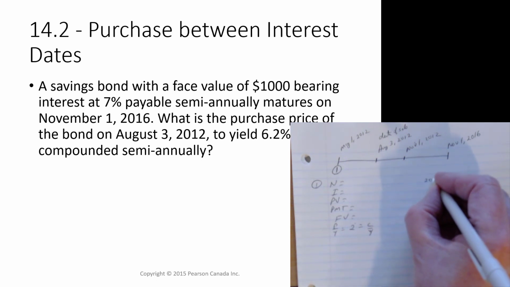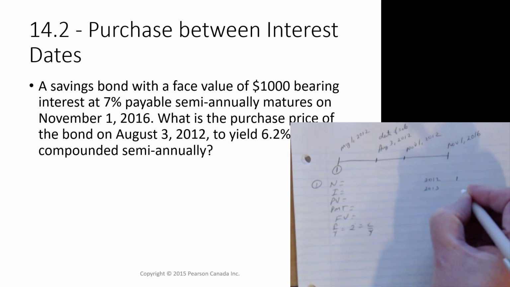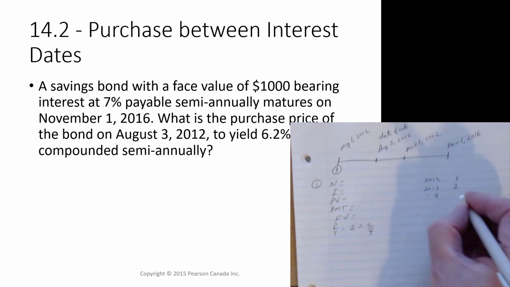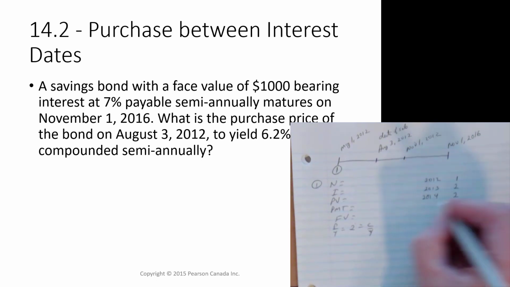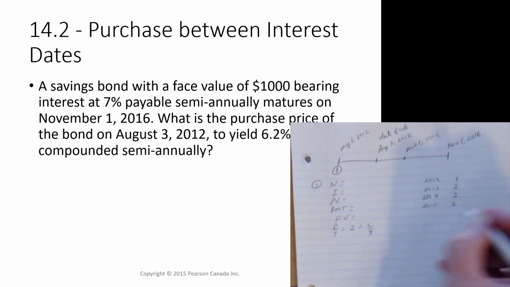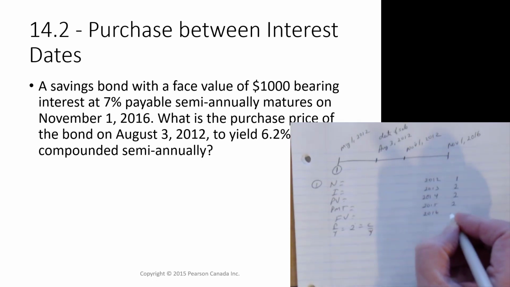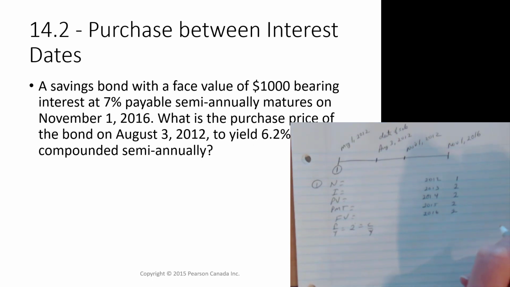I got 2012, right? Okay, so I got one payment in 2012. And in 2013, I will have a May payment and a November payment. Total 2 payments. In 2014, I will have a May payment. I will have a November payment. In 2015, I will have a May payment. I will have a November payment. In 2016, the date this bond ends, on May the 1st, 2016, I will get a payment. On November the 1st, I will get a payment and the face value back. Total of 2 payments remaining.